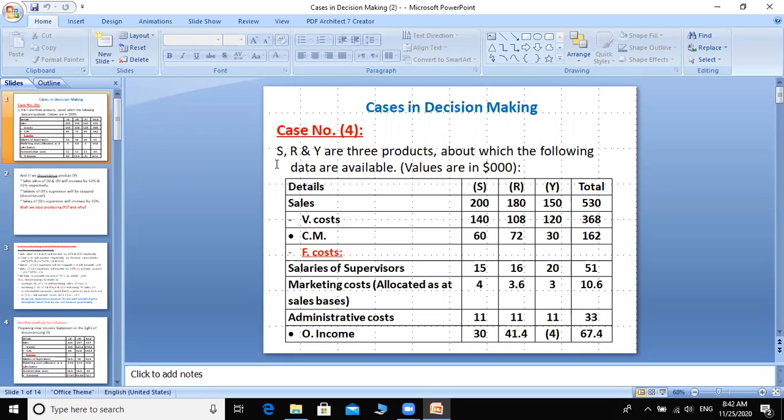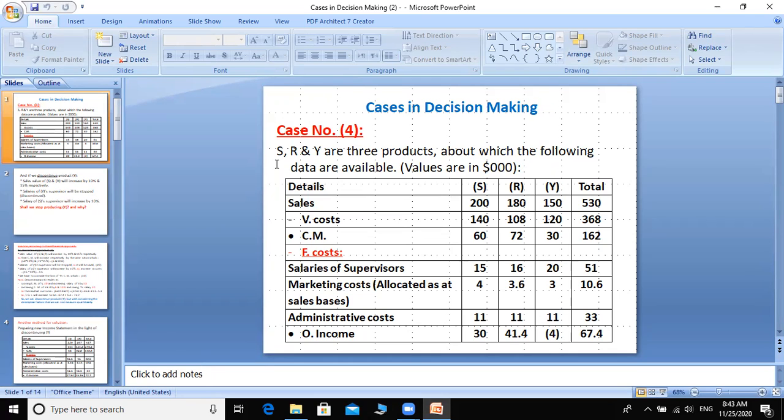The last Zoom lecture, that is the 5th one, discussed the cases 1, 2, and 3. Now we are going to discuss cases number 4, 6, and 7, because number 5 is already completed. After finishing this lecture, the chapter of decision making, that is chapter 11, is already discussed. Case number 4 says that S, R, and Y are 3 products about which the following data are available.